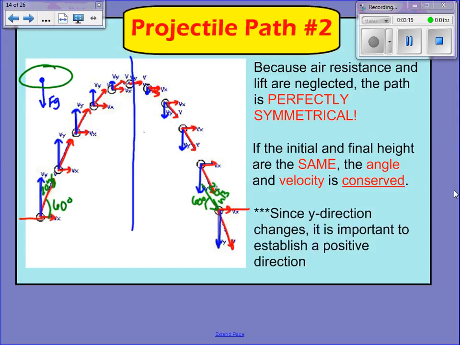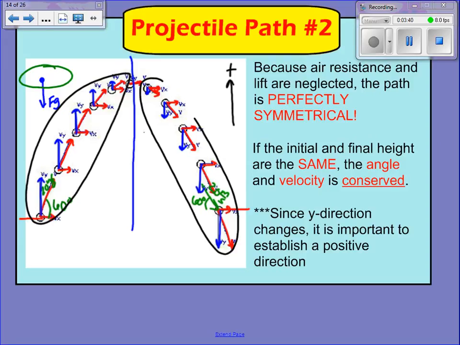One last final thing is that since the y velocity is changing direction, first it was going up, now it was going down, it's very important that you establish a positive direction. For me, typically what I will do is I will make up the positive direction. That means the y velocities are positive for the first half of motion, and the y velocities will be negative for the second half of motion.